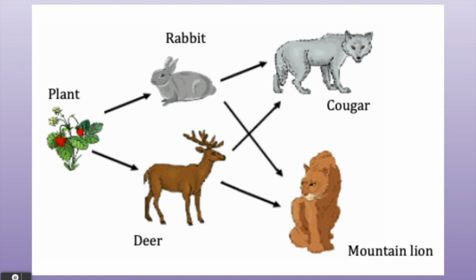If you said true, that is correct. The rabbit, cougar, deer, and mountain lion are all examples of consumers because they have to consume, or eat, other organisms for energy. They cannot produce or make their own energy like the plant. The plant is the only producer in this food chain.